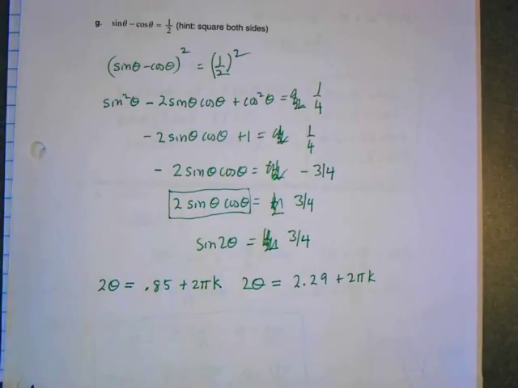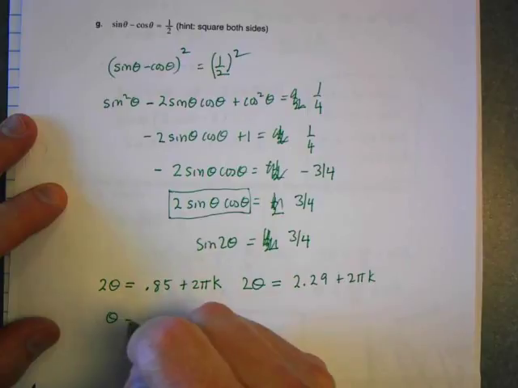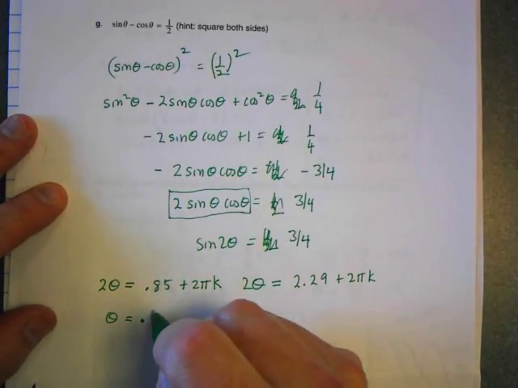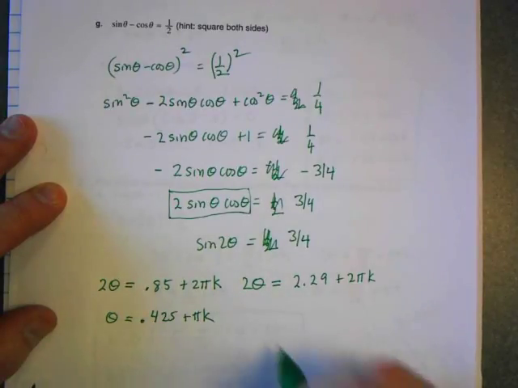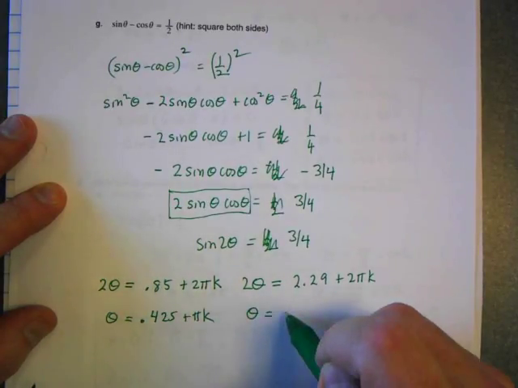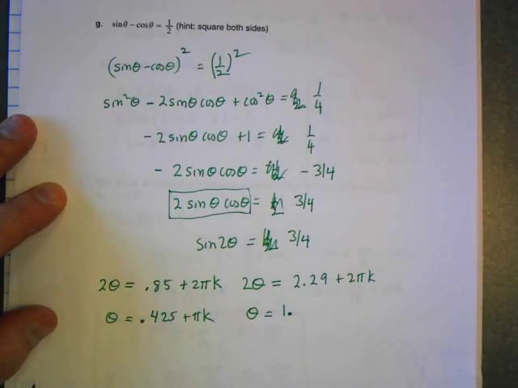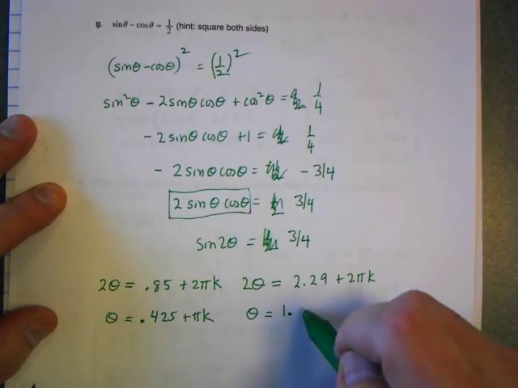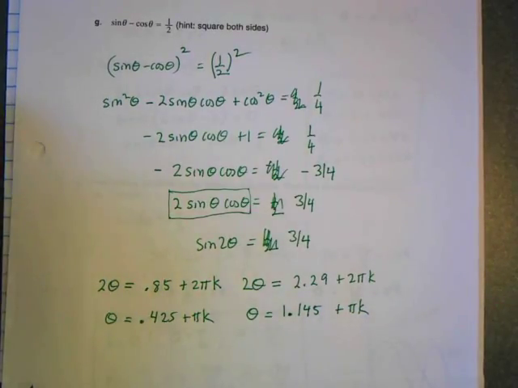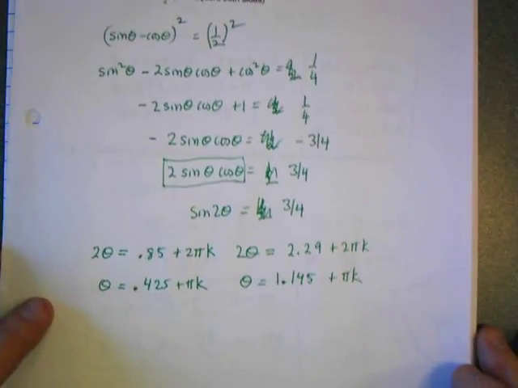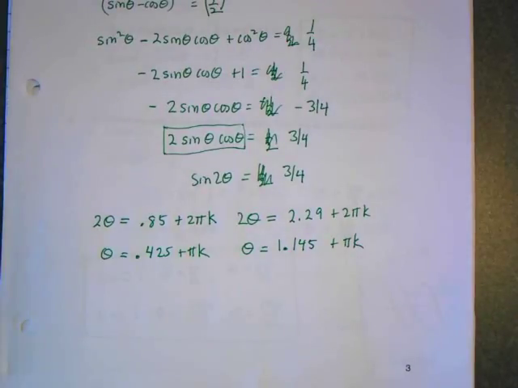All right, then we're going to divide both of those by 2. So theta is 0.425 plus pi k. Theta is 1.145 plus pi k. I hope you're checking my division. Yep. Dividing by 2 is not so hard.